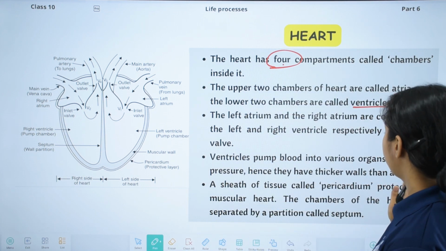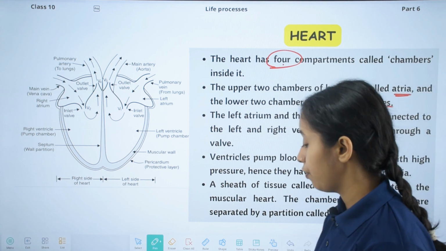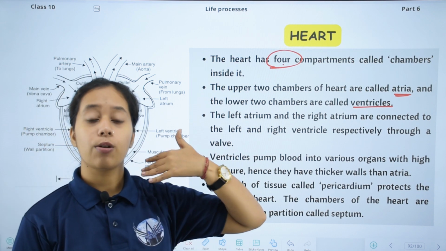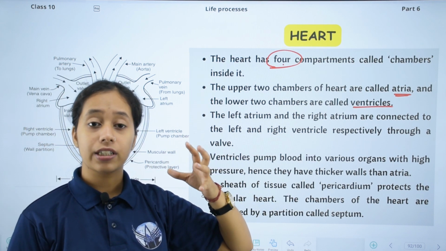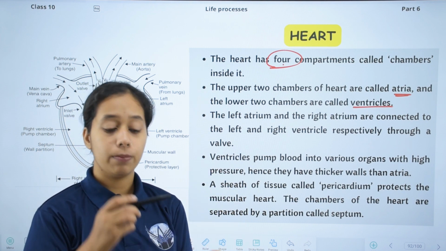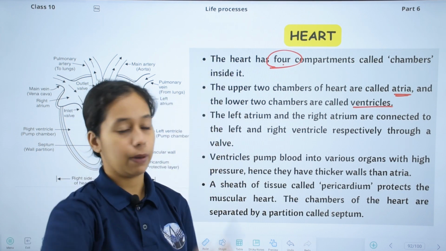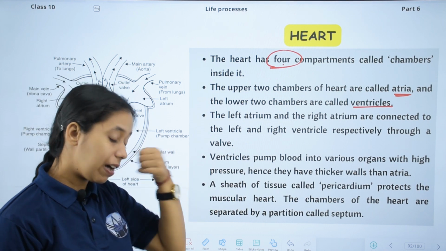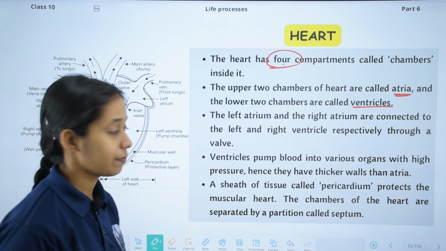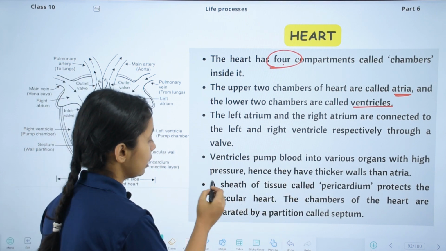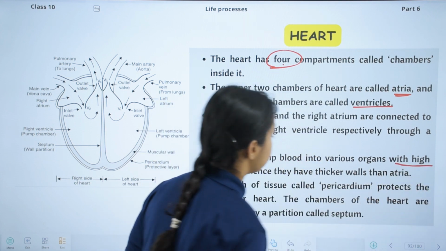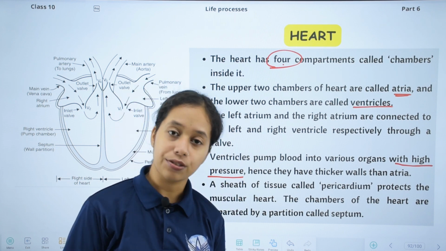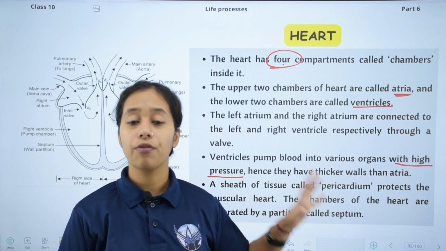Ventricles pump blood into various organs with high pressure. What I said is that the atrium receives blood and the ventricles send it to different organs. The blood from the ventricles is pumped out of the heart to various organs, which is why it is written that ventricles pump blood into various organs, and when they pump, the pressure is very high. Pump blood into various organs with high pressure, and hence they have thicker walls than atria.